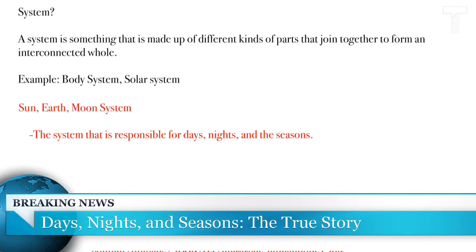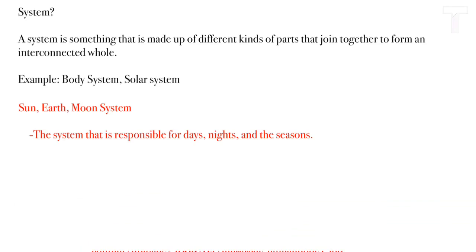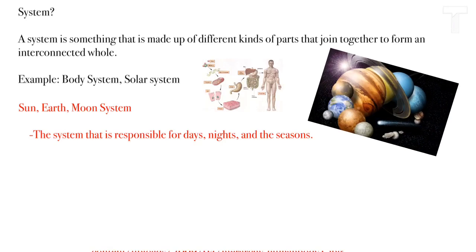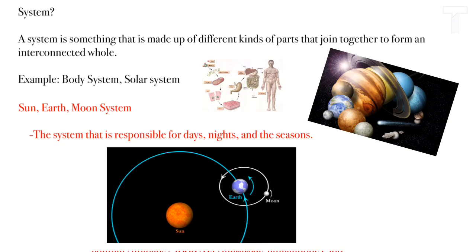So before we can hop into that, let's talk about what a system is. A system is just something that's made up of different kinds of parts that join together to form an interconnected whole. Common examples that you're used to is when we talked about the body systems and all the little pieces and stuff that go into making the body, or back when you talked about the solar system. So we're going to add a different system today, and we're going to talk about the Sun, Earth, Moon system, which is the system responsible for days, nights, and the seasons.